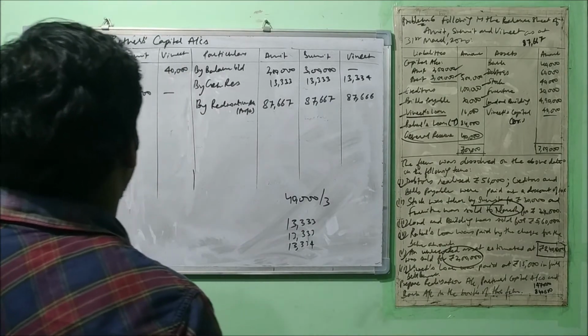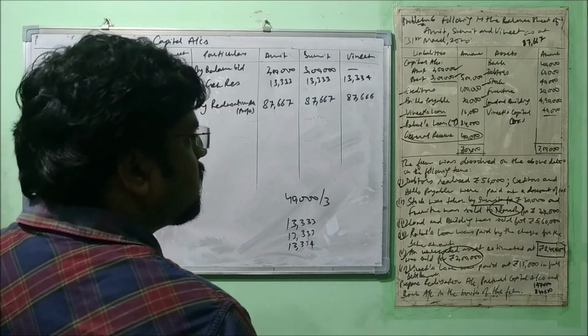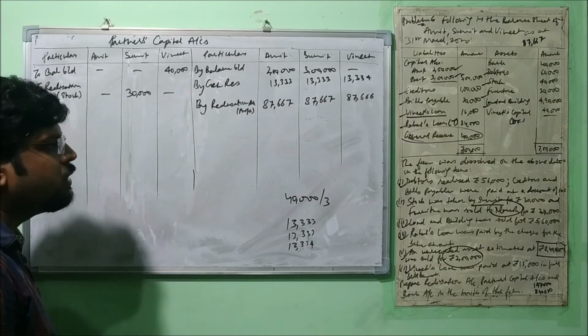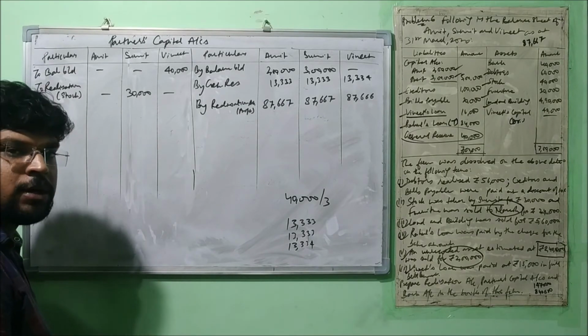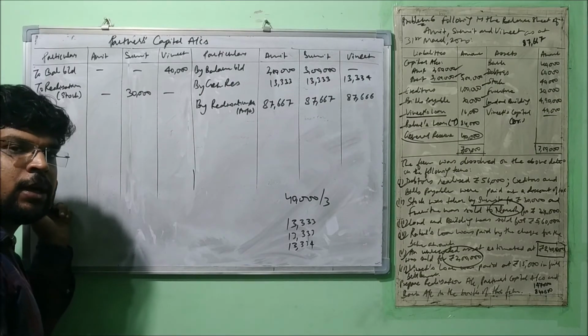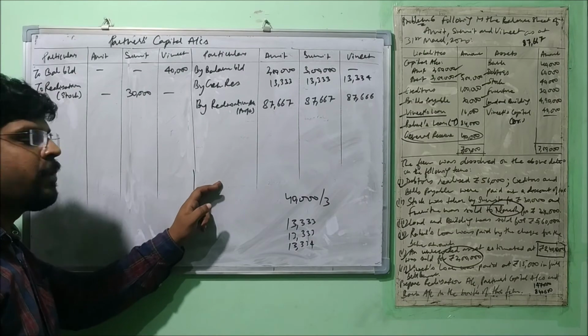Okay. Anything else? Fine then. Let's make the total, and then the final balance will be paid or brought by the partner. If it is there on this side, the firm will pay. If it is there on this side, then the partners will pay.